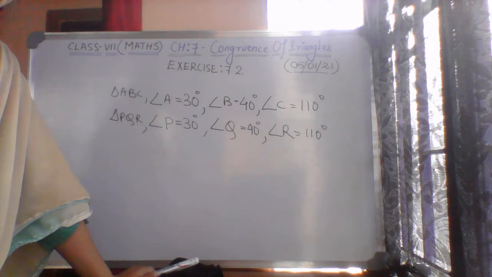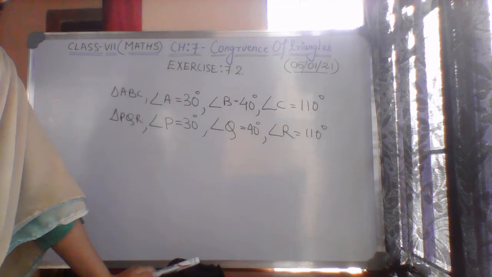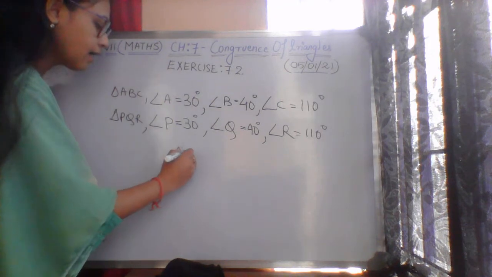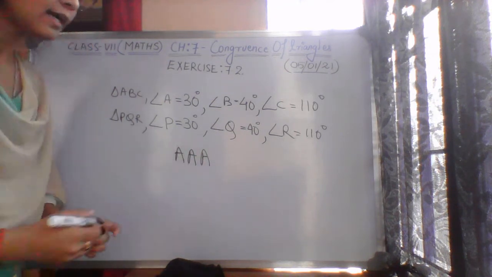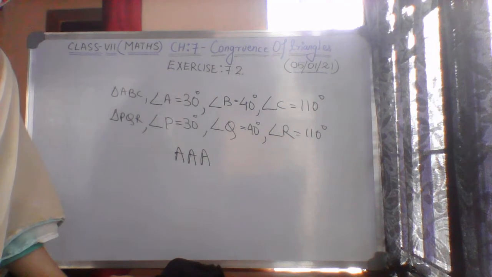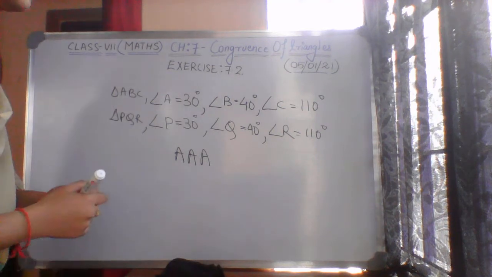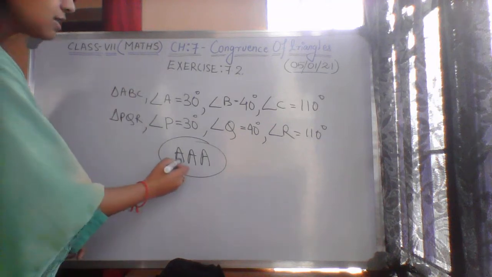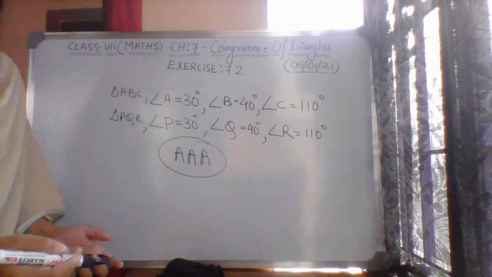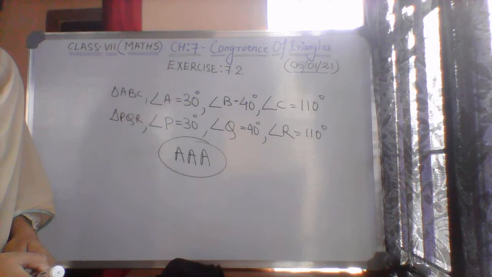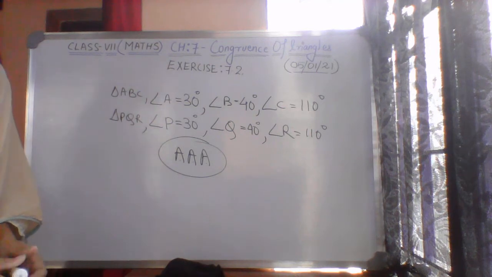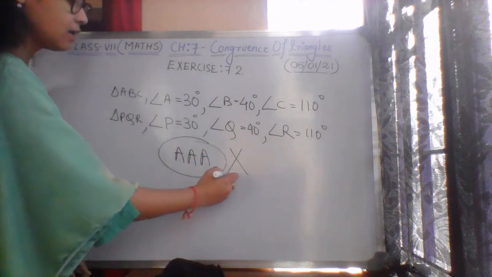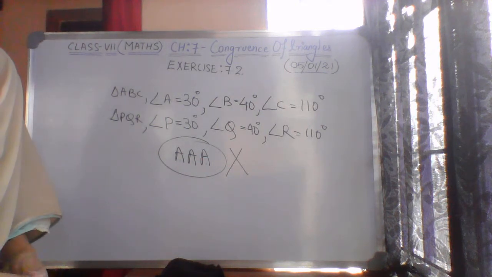Is he justified if he says that these two triangles are congruent by angle criteria? Why or why not? You have to give the reason. Is there any criteria which exists? Angle. No. So you can write the reason easily. Why or why not? There is no such criteria. So he is not justified.